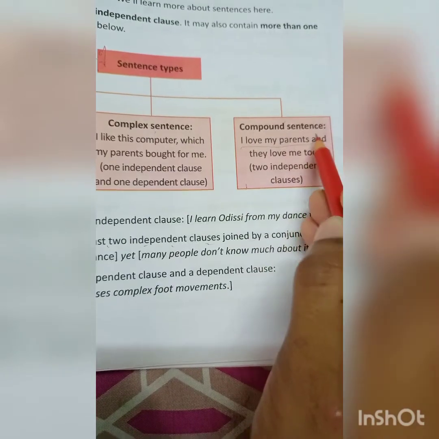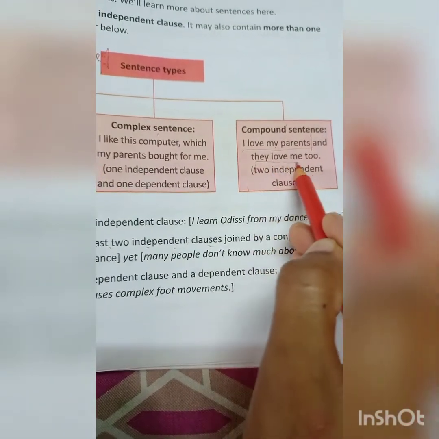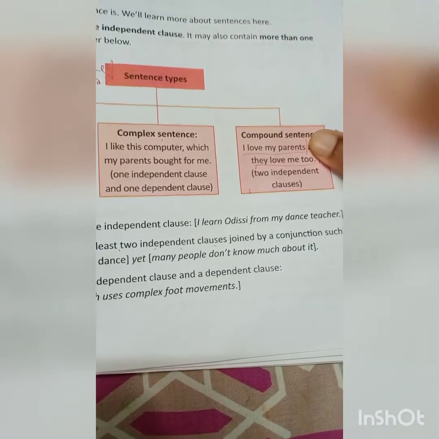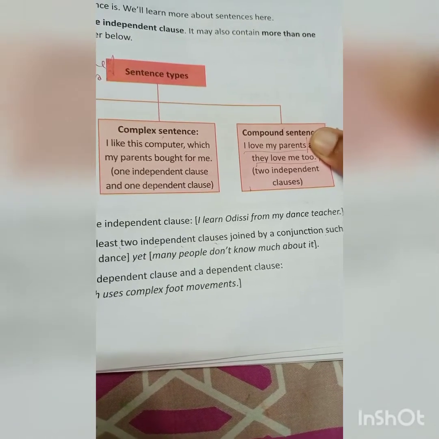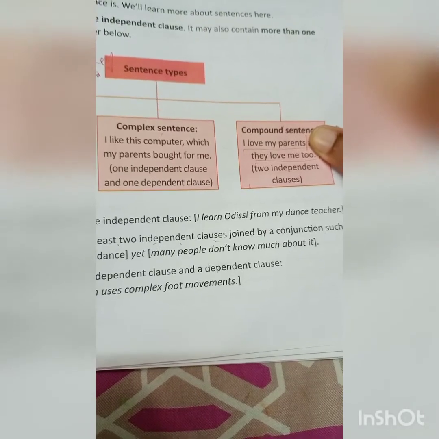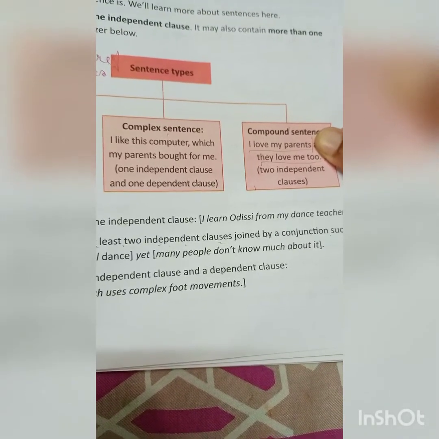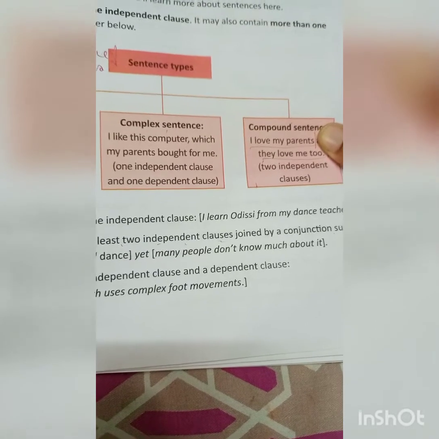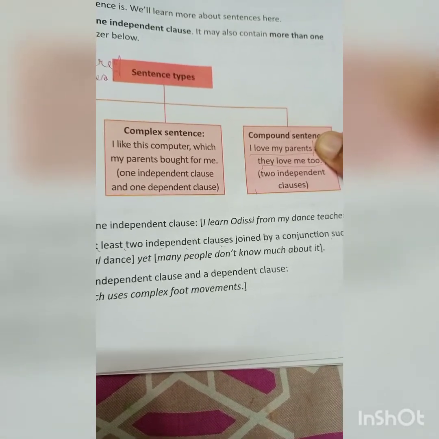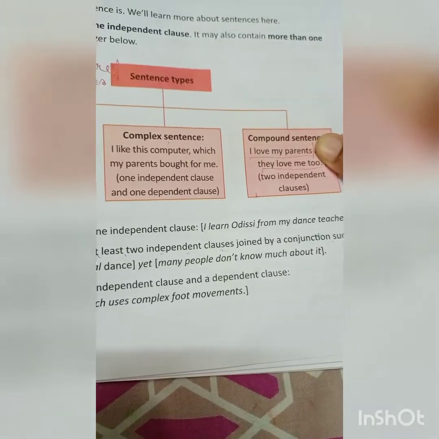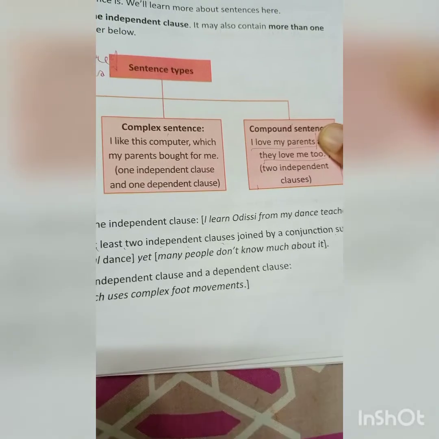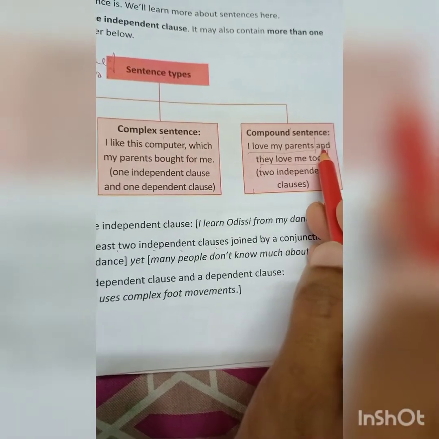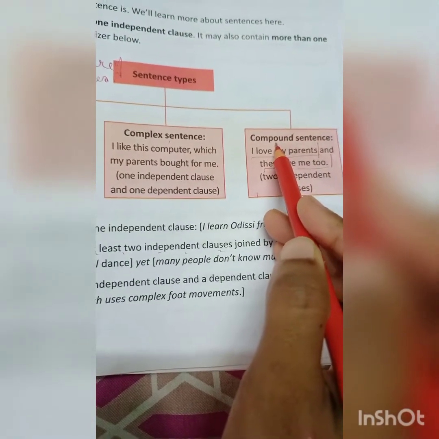See over here. I love my parents. This is one part of the sentence. They love me too. This is another part of the sentence. If I omit and, these 2 sentences can stand alone, right? These two sentences are independent clauses. So when these 2 independent clauses are joined by conjunction, that becomes the compound sentence. So I love my parents and they love me too is joined by the conjunction and. So this becomes the compound sentence.